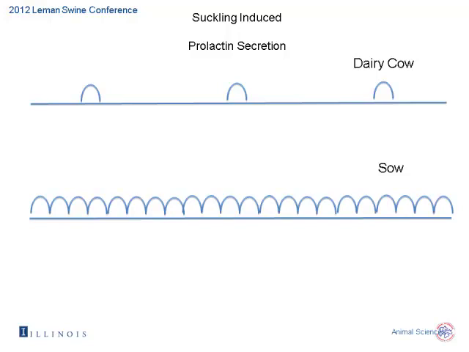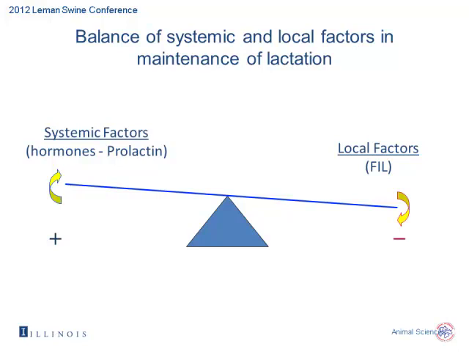Okay, so what we have is this idea of a teeter-totter, a balancing act between the systemic effect. Prolactin, the hormone, is a positive effect on refilling the gland, making more milk after the milk's been removed. Accumulation of the feedback inhibitor of lactation in a gland is a negative effect, it's shutting down. So it's this balance between these two things.